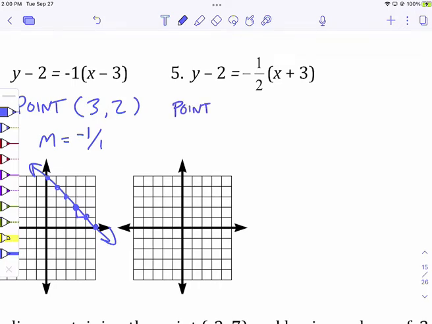You know what? To save time, I'm going to start doing this one, and you could just go ahead of me. You're going to put the point in the slope down. Do that.